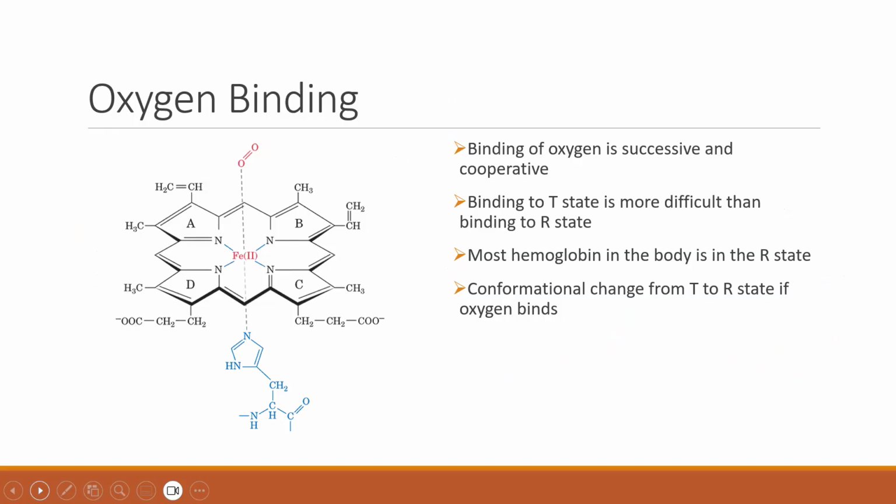So the binding of oxygen molecules is successive and cooperative. So binding to the T state is harder than binding to the R state of hemoglobin. This is because there are slight conformational changes that occur at each monomer, which make it easier for the next oxygen molecule to bind. Therefore, in the body, hemoglobin is mostly in the R state. If the T state does gain a bound oxygen, it makes a conformational change to the R state.